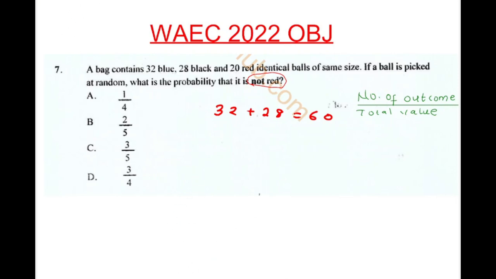So next thing we're looking for now is total value. And total value should be this 60 plus the red, which is 20, and that will give us 80, right? So now for this formula, we substitute and we have 60 over 80. And when we divide by 10, we have 6 over 8. And when we divide further, we have 3 over 4.